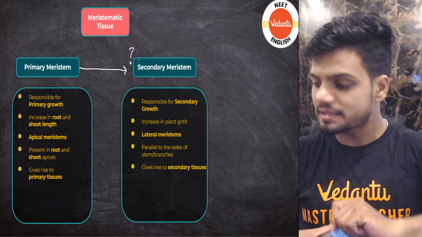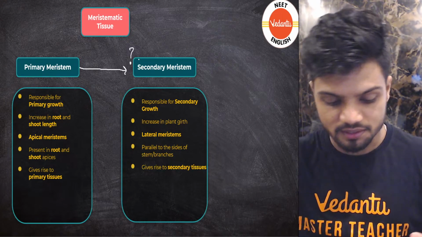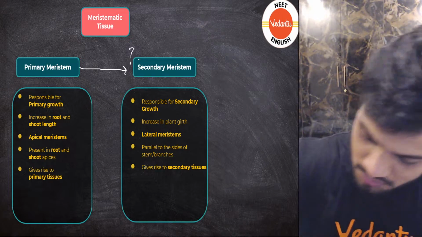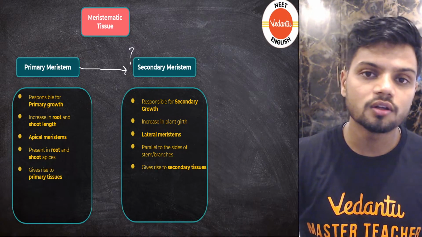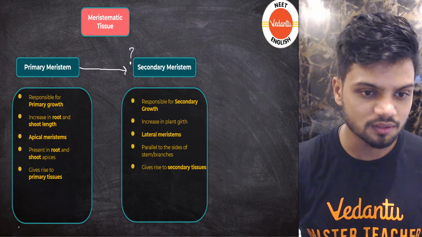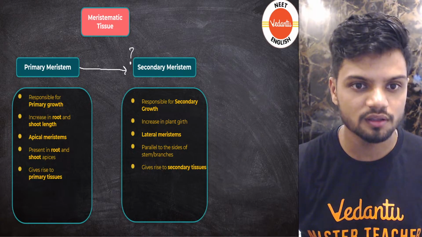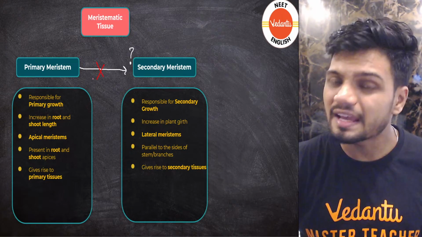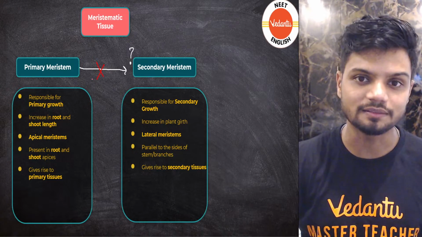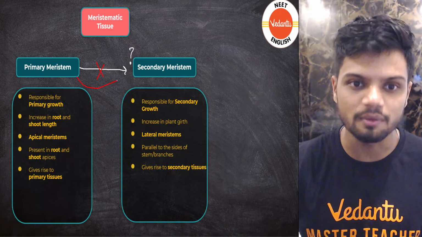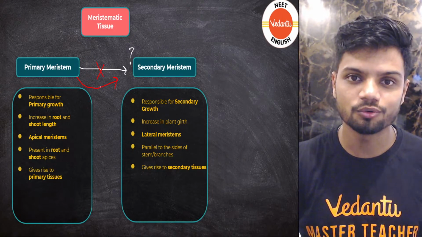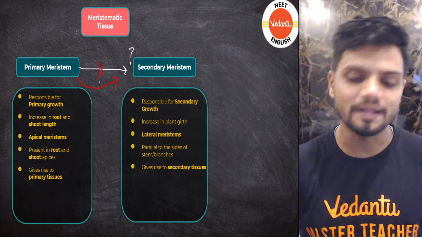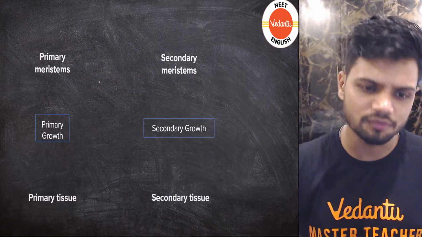Does the primary meristem give rise to secondary meristem? Just tell me yes or no. The answer is obviously no. A primary meristem will never give rise to secondary meristem directly. Never. It will never go from primary to secondary. Then what actually happens? Listen very carefully.